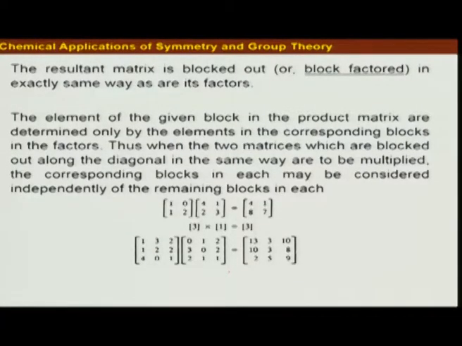the elements of the given block, okay, we have 3 blocks there. So the elements of the given block in the product matrix are determined only by the elements in the corresponding blocks in the factors. Thus, when two matrices which are blocked out along the diagonal in the same way are to be multiplied, the corresponding blocks in each may be considered independently of the remaining blocks in each.